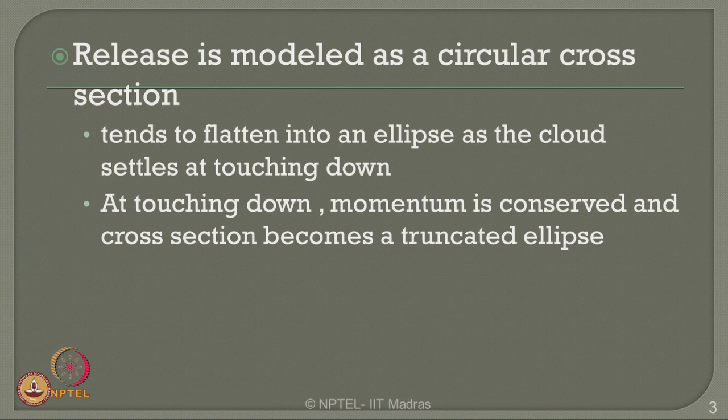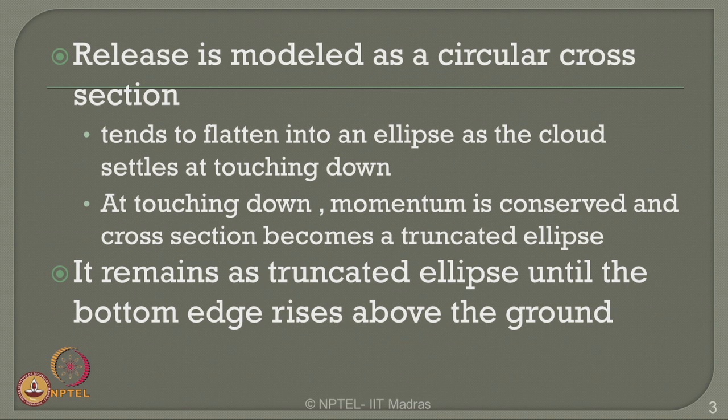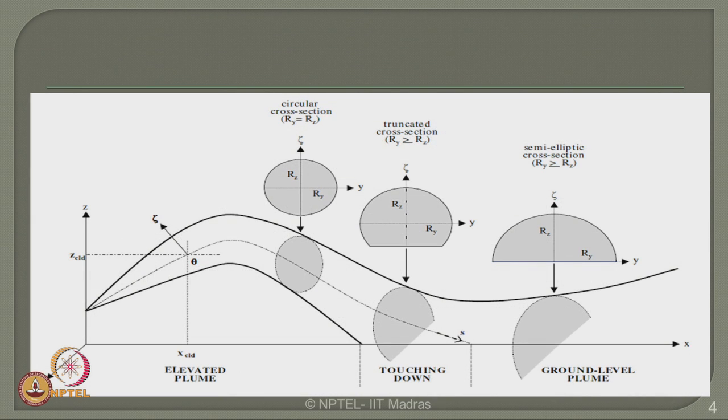As we saw in the last lecture, release is modeled essentially as a circular cross section where Rx and Ry are kept equal. This becomes flattened into an ellipse as the cloud of explosion, or the plume or puff, settles on the ground at what we call the touching down point. At the touching down point, the momentum is conserved and therefore the cross section becomes a truncated ellipse. It remains a truncated ellipse until the bottom edge rises further above the ground, as we saw in the model.